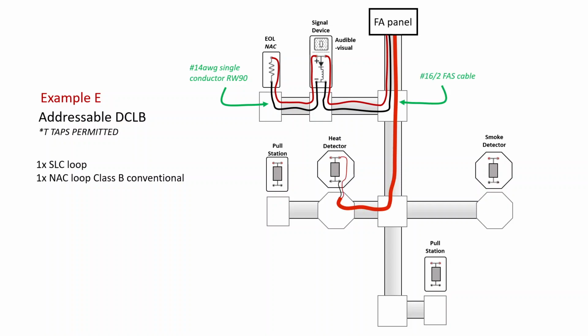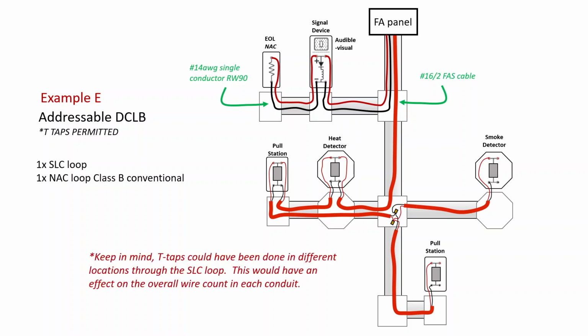I'm first going to go all the way down to the heat detector and into the pull station, and the pull station I'm going to end at this junction box. And what I'm going to do here is I'm going to allow for a connection of the smoke detector and the pull station. So I've done a T-tap in the middle of my fire alarm SLC loop. Now keep in mind, T-taps could have been done in different locations through the SLC loop, and this would have had an effect on the overall wire count in each conduit.